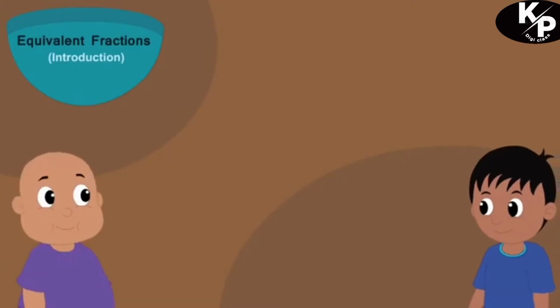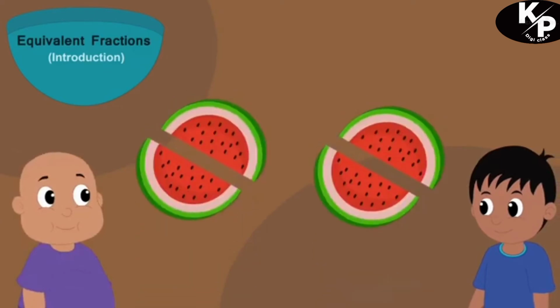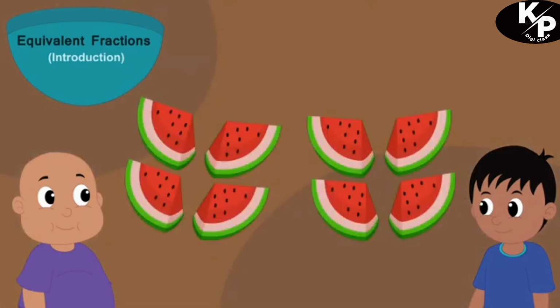Now Raju told Bablu that even now those pieces are quite big. Can he cut them into smaller pieces? Now he cut all the pieces from the middle and divided them into two pieces. Now, the whole watermelon is divided into 8 parts. And children, you can see, right? All these 8 parts are exactly the same.